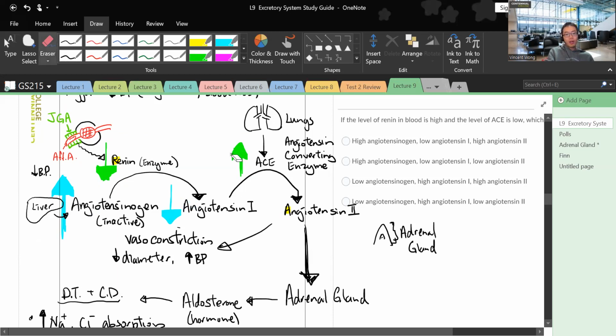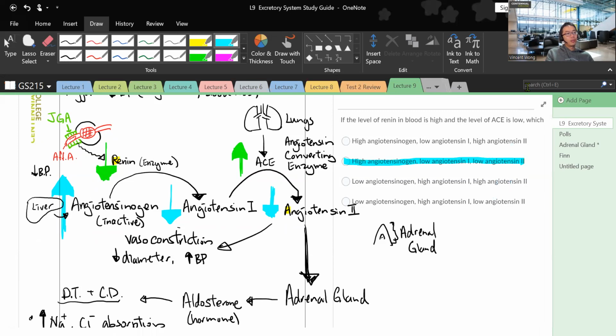It doesn't matter. You have a lot of ACE. If you have a little bit of angiotensin 1 and all of it gets converted into angiotensin 2, it will still be low, right? This is not going to be high just because the reaction is going on, because you don't have enough raw material to begin with, right? So the bottleneck is the renin. That's why we would have a lot of angiotensinogen, low angiotensin 1 and low angiotensin 2. The answer is B in this scenario.